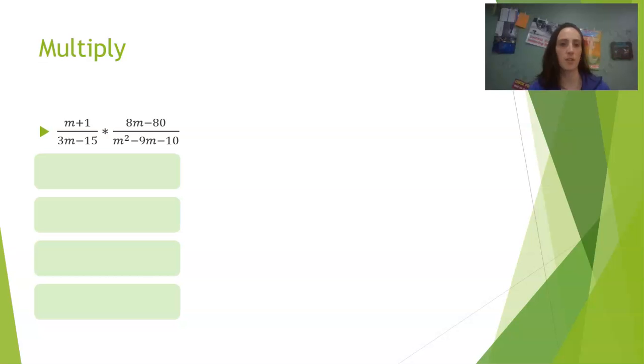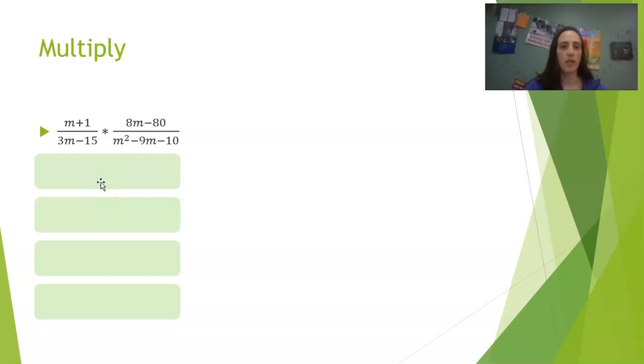Multiply the rational expression m plus 1 over 3m minus 15 times 8m minus 80 over m squared minus 9m minus 10. Thinking back to the rules for multiplying fractions, I know I just multiply the top times the top and the bottom times the bottom, and then I can reduce as necessary. So what I'm going to do first is factor anywhere where I can, factor either trinomials or factor out greatest common factors to see what I am able to reduce.